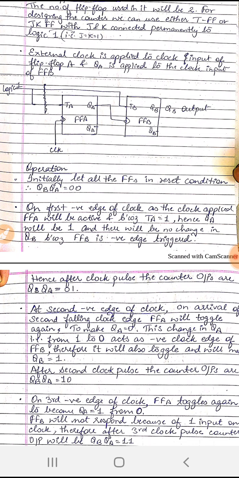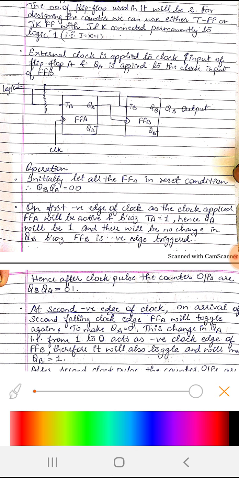We can see that it is a negative edge triggered clock, so the next state would change on the negative edge. Now we have applied 1 1 logic to both the flip-flops, so what would happen? As you can see, on the first edge TA becomes 1 and QA would become 1, as we have applied logic 1.